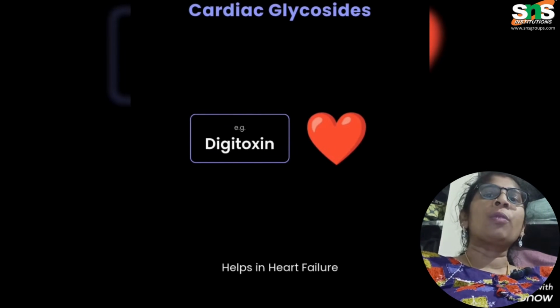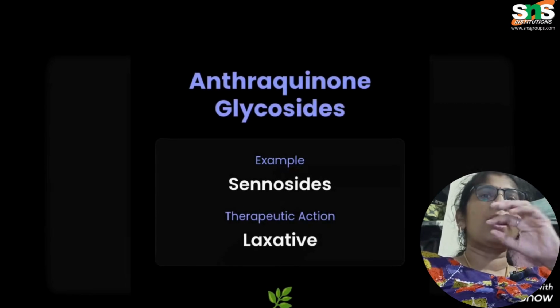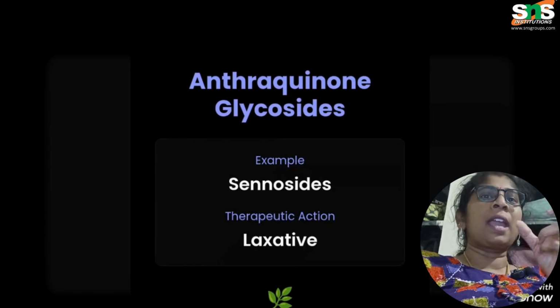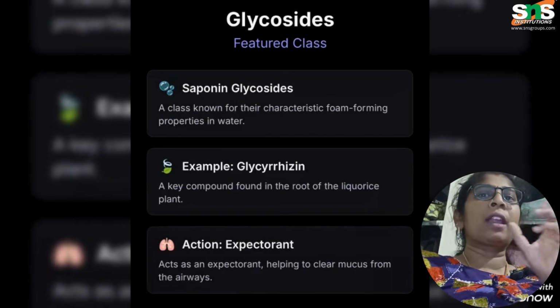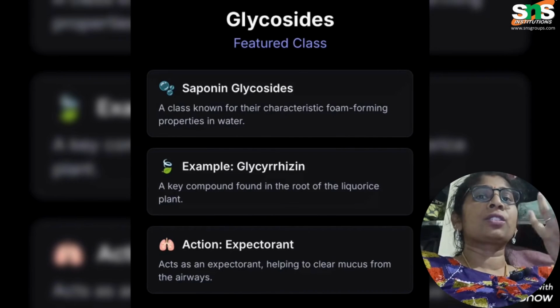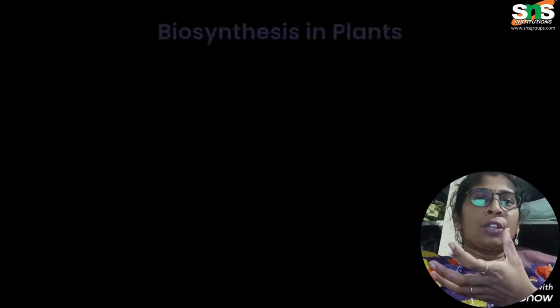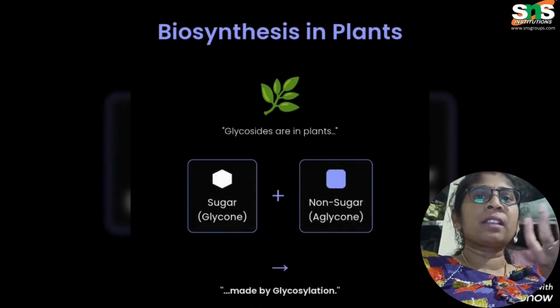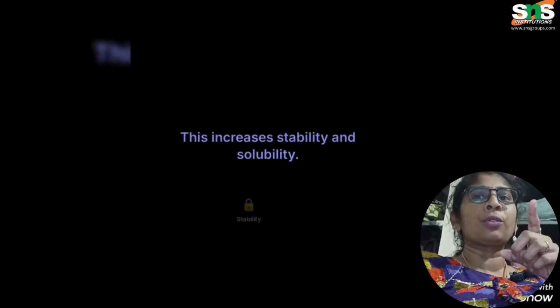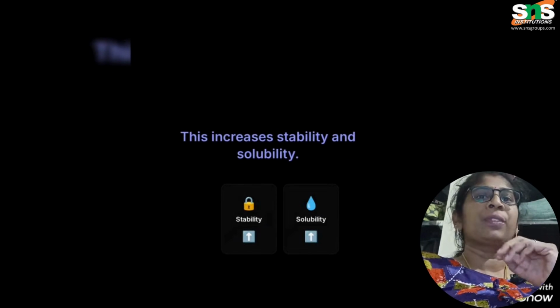Glycosides are organic compounds in which a sugar moiety, that is glycone, is chemically bound to a non-sugar moiety, aglycone or genin, through a glycosidic bond. In simple words, you can think of glycosides as sugar-linked bioactive molecules. When they are hydrolyzed, they yield one or more sugars and a non-sugar part that usually produces the pharmacological effect.